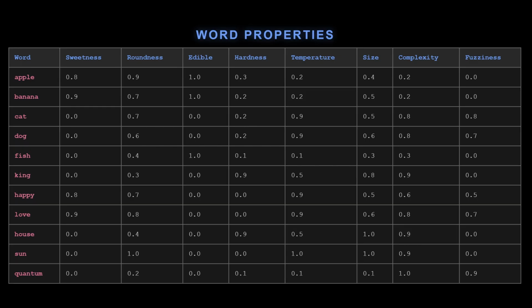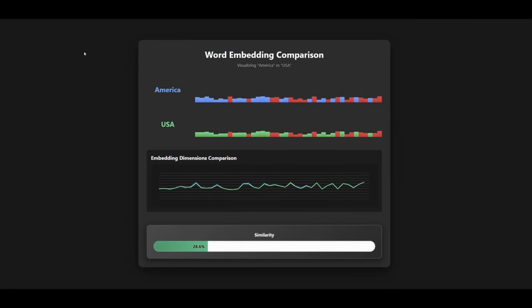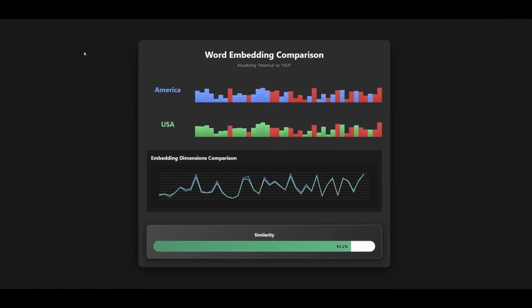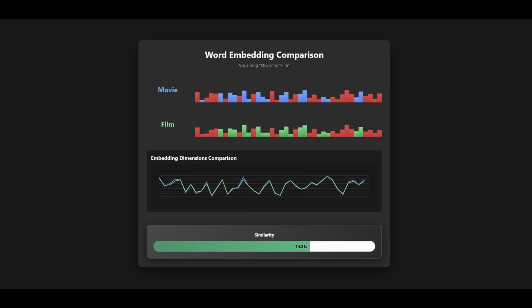Even small changes to these properties can shift a word's meaning. That's the magic of embeddings. They turn math into meaning, or, depending on your perspective, meaning into math, which somehow sounds both profound and depressing. For example, USA and America should be close together across every dimension. If they're not, your model's probably having an identity crisis. The same goes for film and movie. Film says I'm cinema, and movie says pass the popcorn, and the embedding says you two are literally identical.